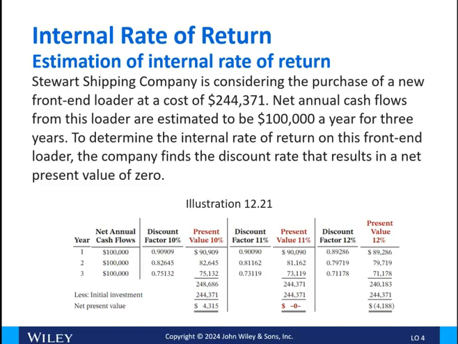So we'll go back to our Stewart Shipping. It's considering the purchase of a new front-end loader at a cost of $244,371. Net annual cash flows from this loader are estimated to be $100,000 a year for 3 years. To determine the internal rate of return on this front-end loader, the company finds the discount rate that results in a net present value of zero.